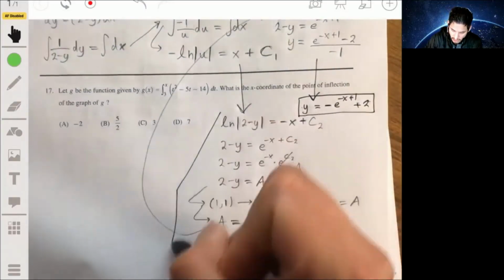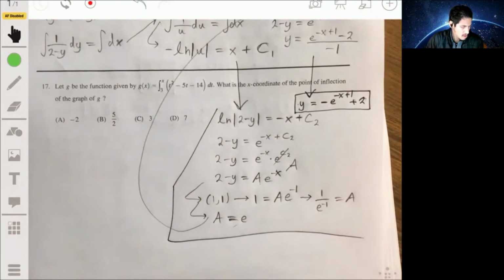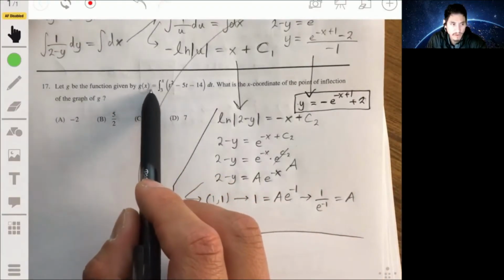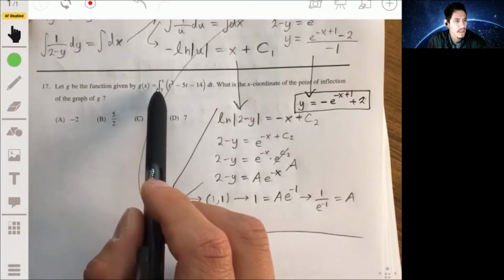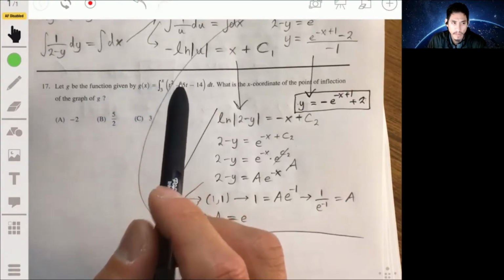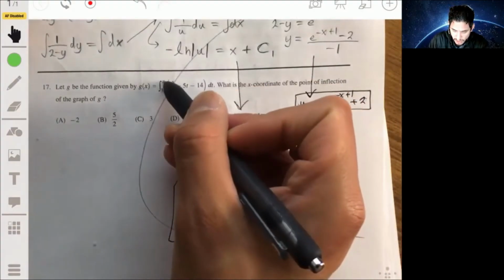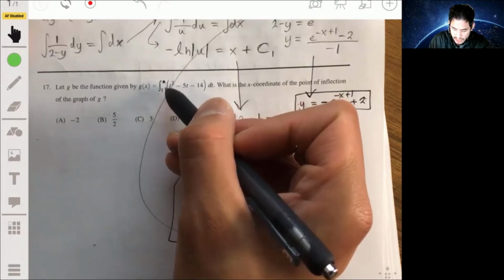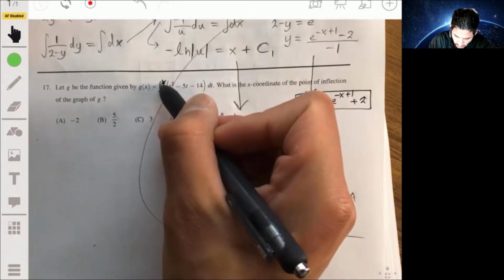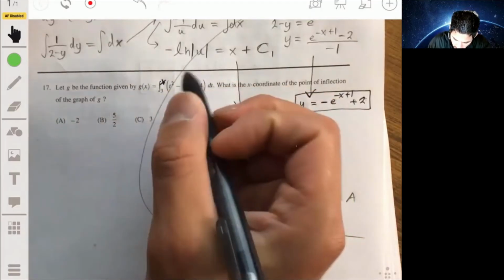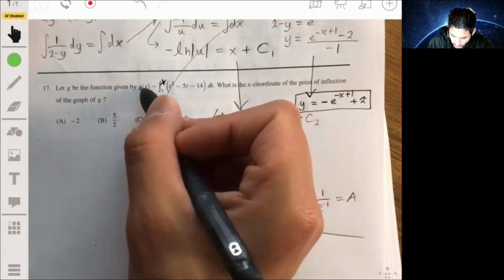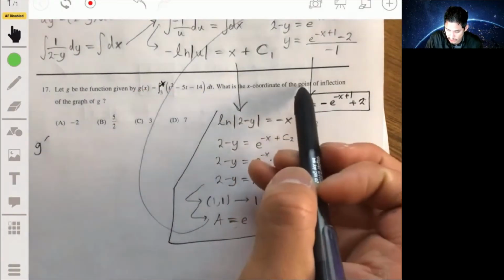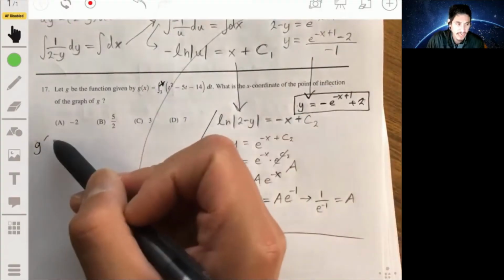All right, let's look at 17 now. We're given that g is the function given by this integral. Now, when you have this and you have no complications, like x being multiplied or raised by a power, it's just x, you can use the second fundamental theorem of calculus to find that, or in this case, you can just take the derivative actually, because we want to find the x coordinate of the inflection point. So we've got to find the second derivative.